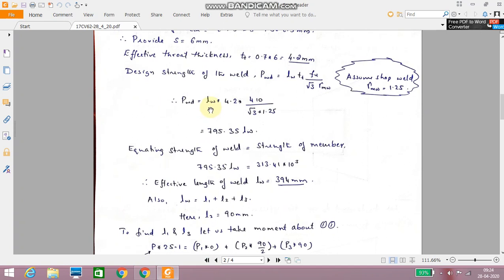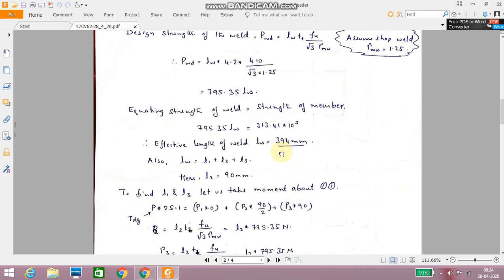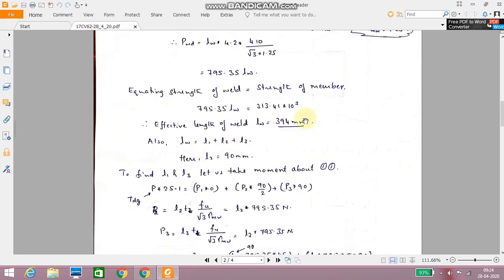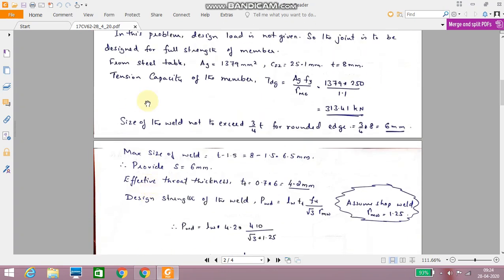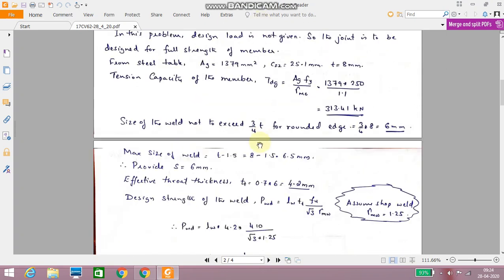So upon substitution, LW is the unknown and PWD is also the unknown. So we get PWD equal to 795.35 into LW. So now we will equate the strength of the weld to the strength of the member. So upon equating we get effective length of the weld equal to 394 mm. However, we know the 394 mm is to be distributed as L1, L2 and L3, and L2 is equal to 90 mm, that is understood. L2 is equal to 90 mm, so this L2 is equal to 90 mm. So this is given actually along with the size of the member itself.